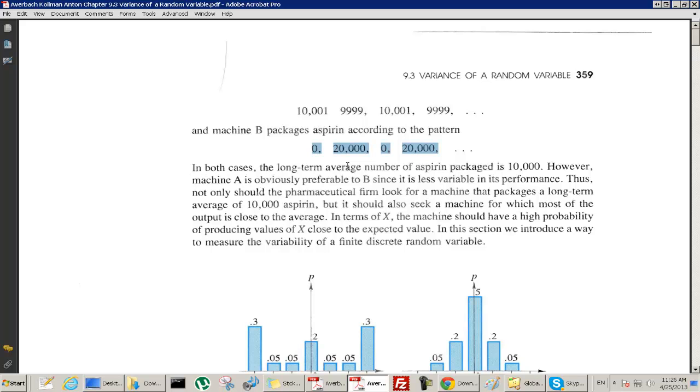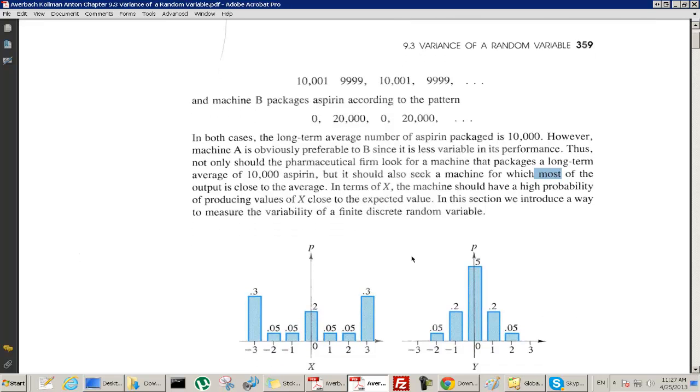In both cases, the long-term average number of aspirin packaged is 10,000. However, machine A is obviously preferable to B since it is less variable in its performance, less changeable in its performance. Thus, not only should the pharmaceutical firm look for a machine that packages a long-term average of 10,000 aspirin, in other words, the expected value is 10,000, but it should also seek a machine for which most of the output is close to the average. In terms of x, the machine should have a high probability of producing values of x close to the expected value. In this section, we introduce a way to measure the variability of a finite discrete random variable.